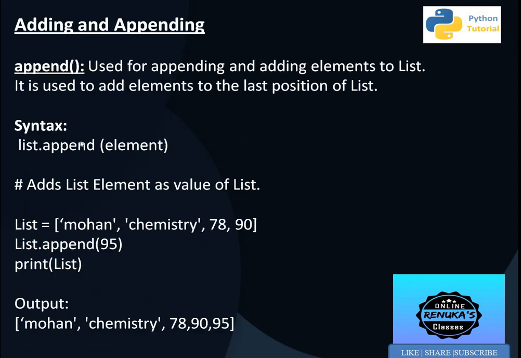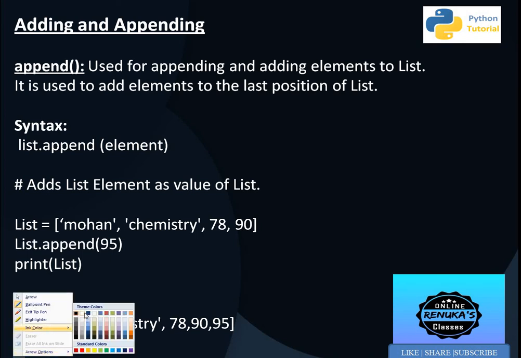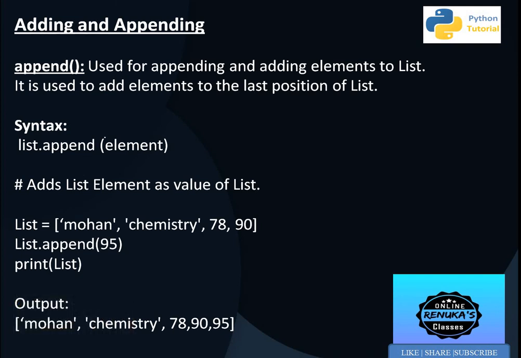So starting from the first, that is adding and appending. Appending means we append or add an element to the end of the list. Previous items will be there and we only add one or two elements at the end of the list. That is known as appending.